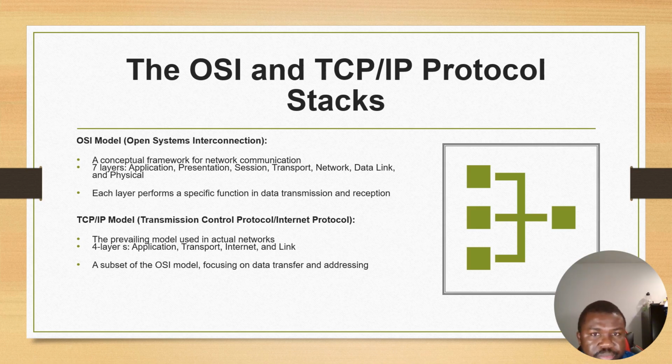So let's dive in. We're going to talk about the OSI and TCP/IP protocols. The OSI, or again, Open Systems Interconnection model, is the conceptual framework for all of network communication. It's made of 7 layers, which comprise application, presentation, session, transport, network, data link, and physical. Each one of these layers performs a specific function in data transmission and reception.